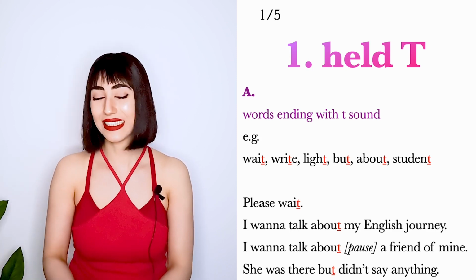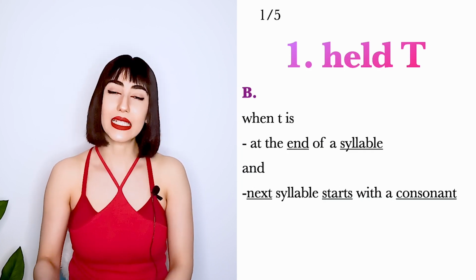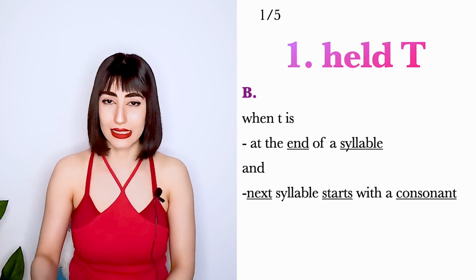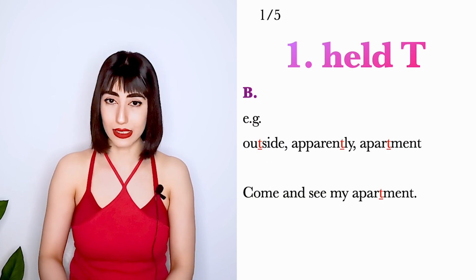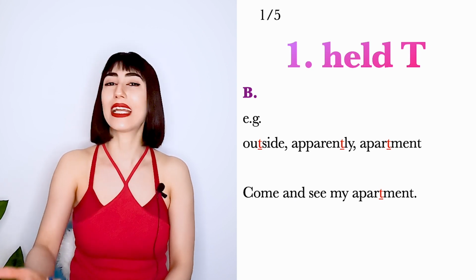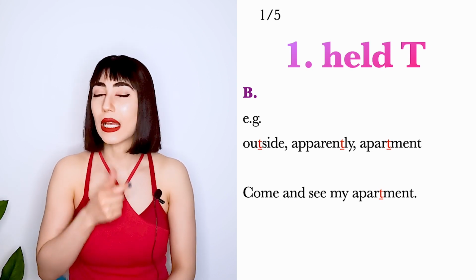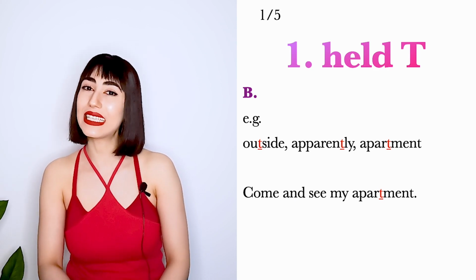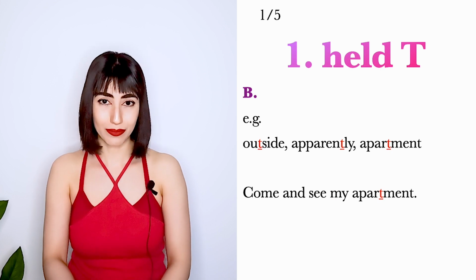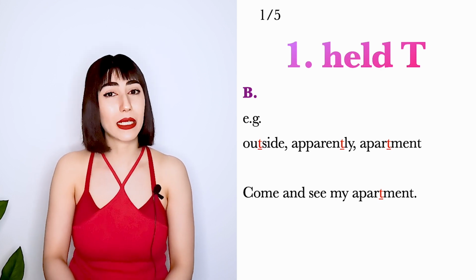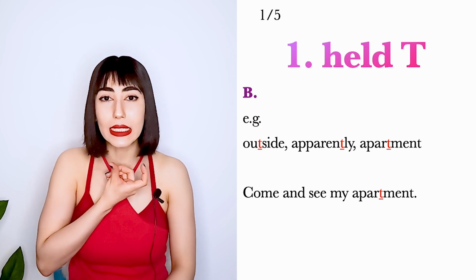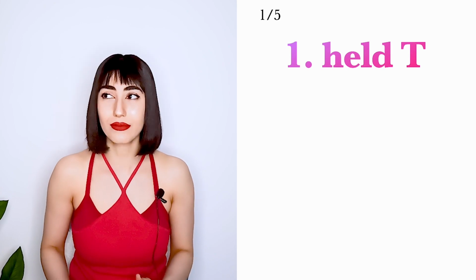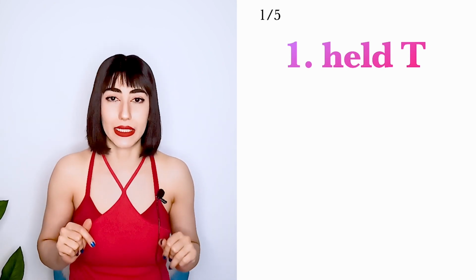Another case that we use held T is when it is at the end of a syllable and the next syllable starts with a consonant. Like these words, outside. I didn't say the T sound. Outside. Apparently. Apartment. Come and see my apartment. Another case that we use this held T, especially in American pronunciation.